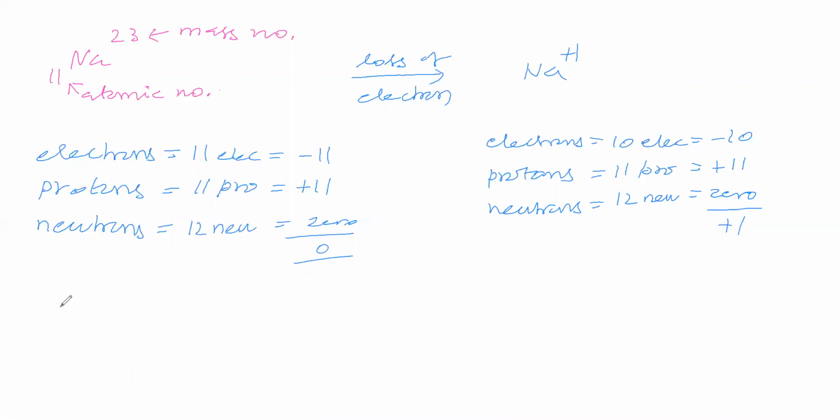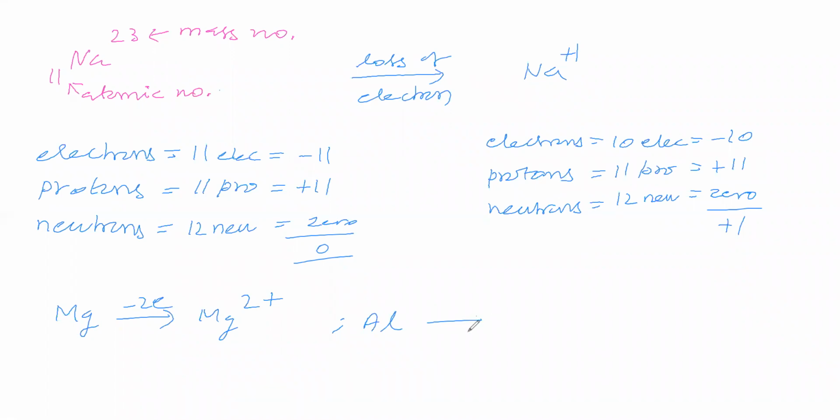Now we will take magnesium. Magnesium can lose 2 electrons in a chemical reaction. So what charge will magnesium get? Magnesium is able to lose 2 electrons in the chemical reaction, so magnesium will get a plus 2 charge.